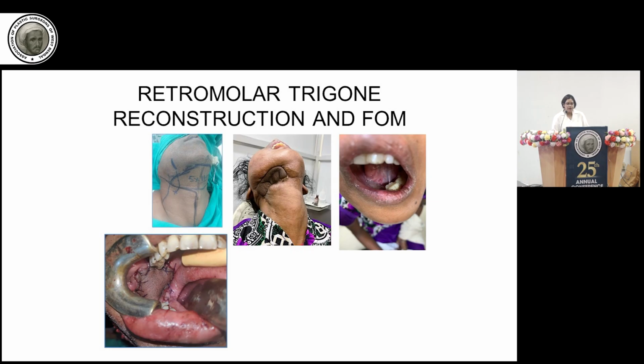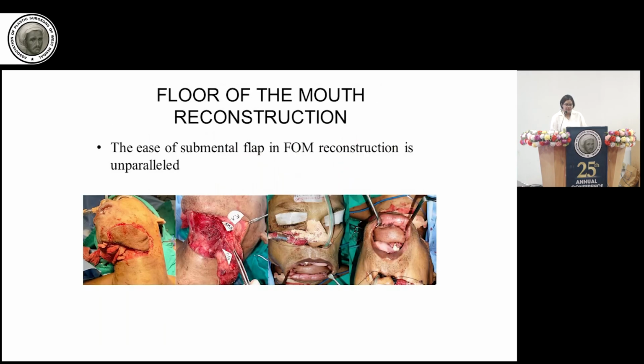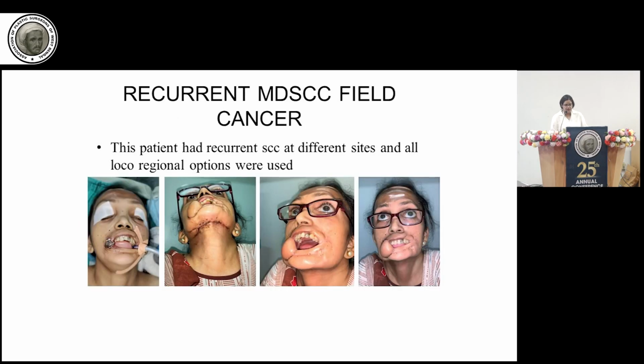Now coming to the pictorial presentations. This patient presented with intraepithelial neoplasia of the tongue, and we did wide local excision. The defect was 9 by 6 cm, and it was covered with a submental artery flap. Next, this patient presented with invasive tongue carcinoma confined to the lateral half of the tongue, and we used a submental artery flap to cover the defect. Here we did wide local excision and MRND.